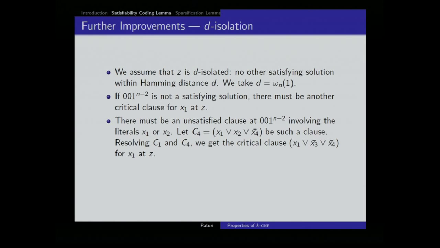I'm only giving an example here, but if you think about it, we can always do that, as long as we have a de-isolation. So for example, there must be some clause like x1 or x2 or x4 complement to make that formula false at distance 2. And now we resolve C4 with the critical clause for x1 to get another critical clause. So now we can use the previous argument and show that the probability of finding a unit clause will improve upon 1 over 3, and that's good enough for us.